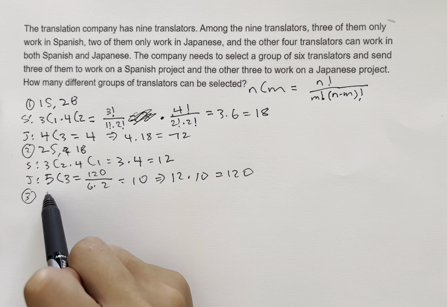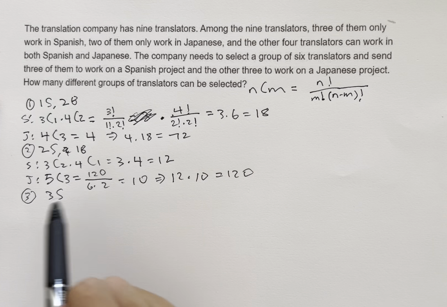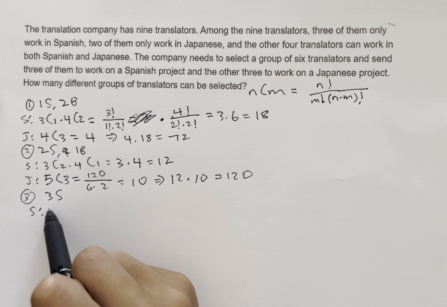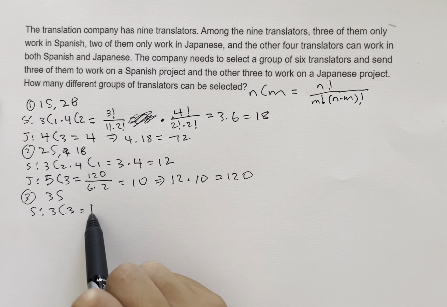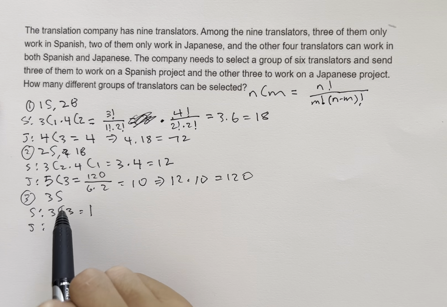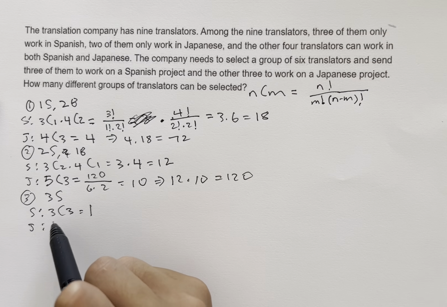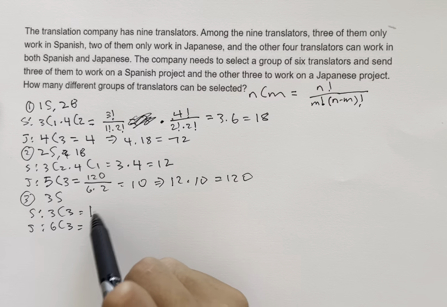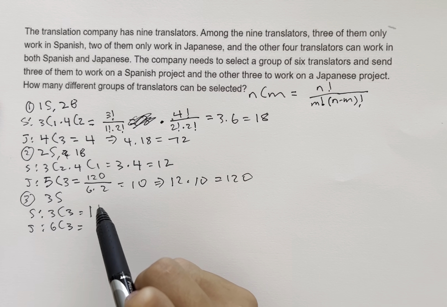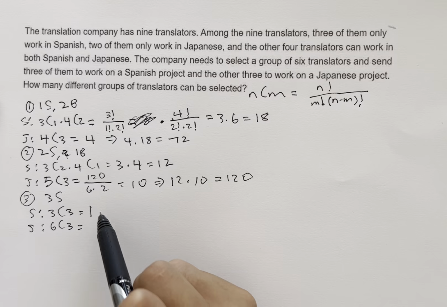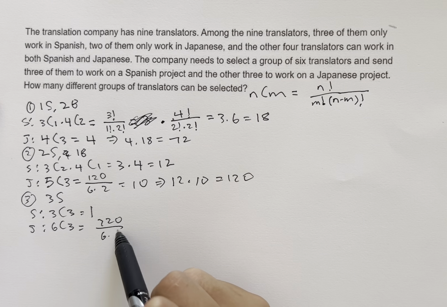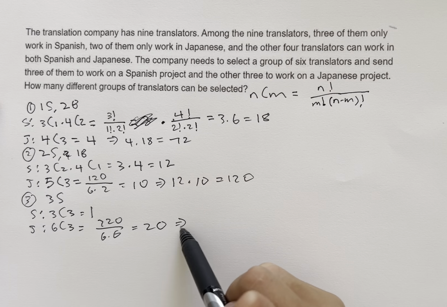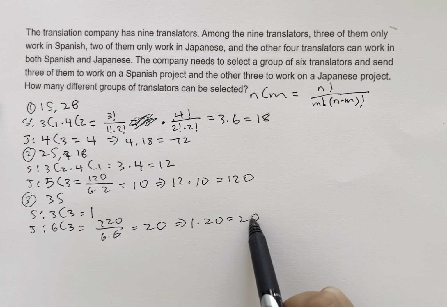Third case is all Spanish. So Spanish would be 3C3, which is obviously equal to 1. For Japanese, we haven't used any both translators, so it'll be 4 plus 2 equals 6, 6C3. 6C3 will be 720 over 3 factorial times 3 factorial. So that'll be 720 over 6 times 6, equal to 20. So 1 times 20 equals 20.